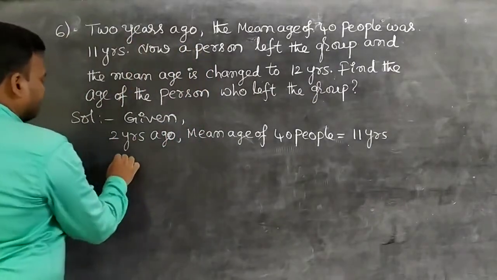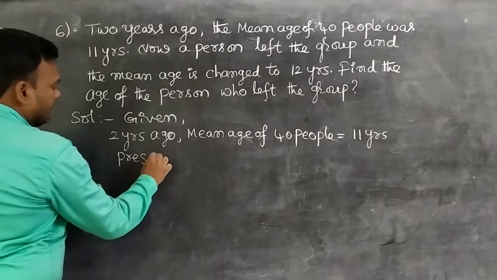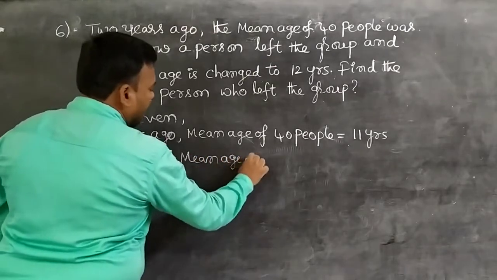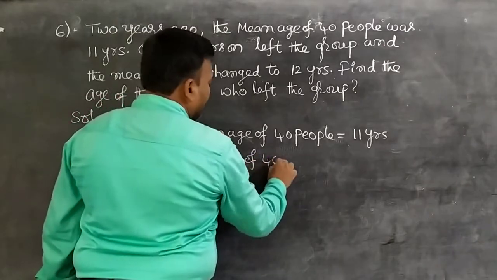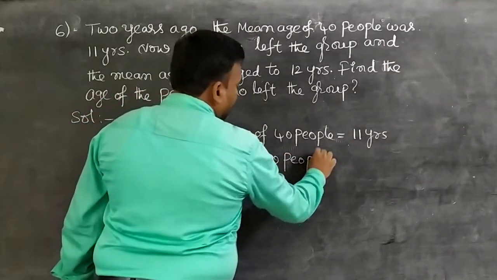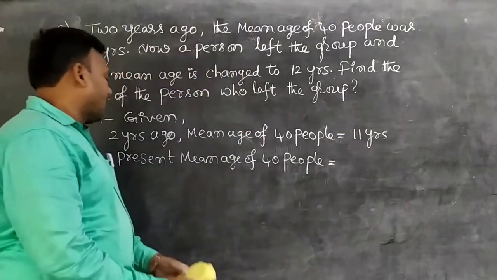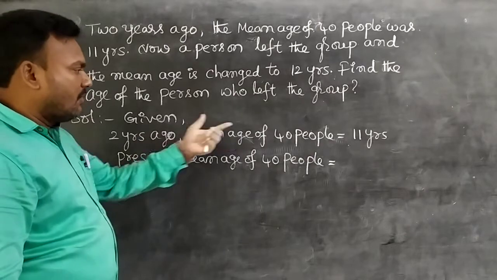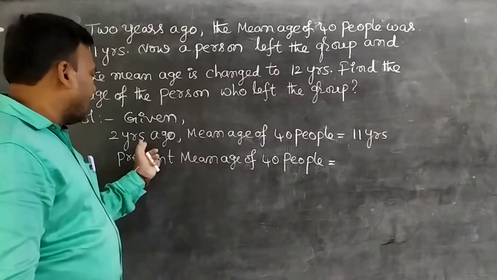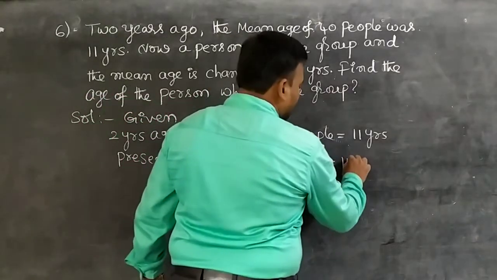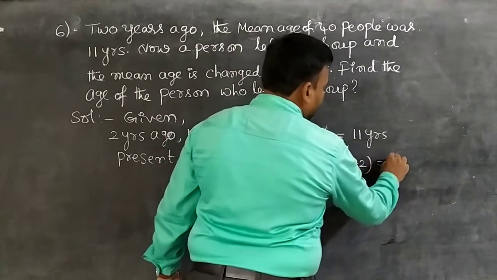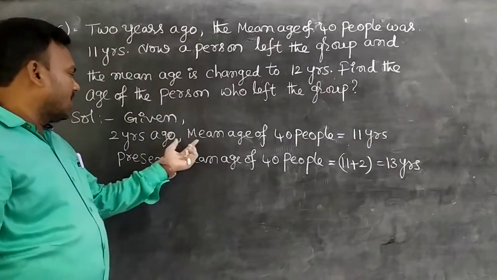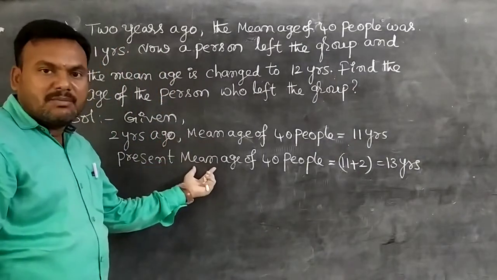So present mean age of 40 people equals... 2 years ago, students, this value is 11. So for the present, we add the 2. That is 11 plus 2, it becomes 13 years. So the value from 2 years ago is given, then we find the present mean age value, students.